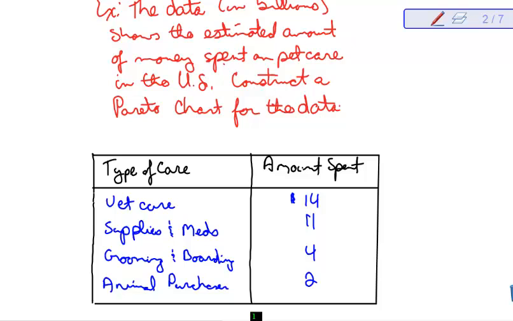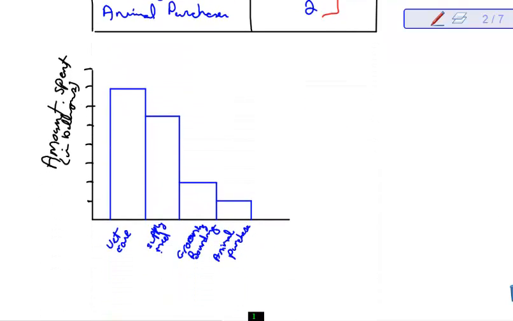Notice that my data is actually already in order from my highest to my lowest in this particular chart, which is good. Again, if it's not, make sure that you do that. So whenever I come over here to graph it, I have my vet care, then I have my supply of medicine that was at $11 billion. I have my grooming and boarding, which was at $4 billion, and then I have my animal purchases, which was at $2 billion. Remember, I have labeled my axis over here to let me know what this represents.